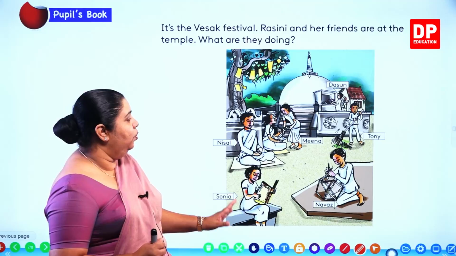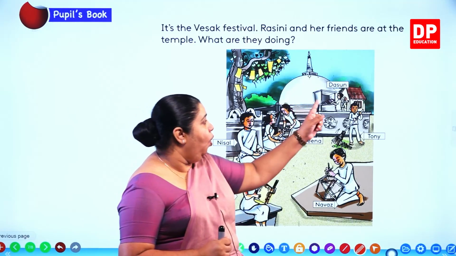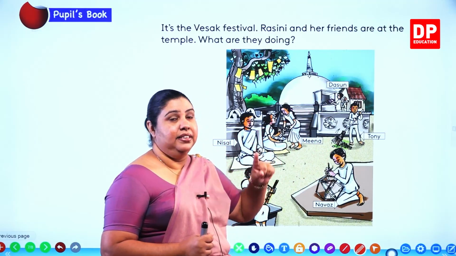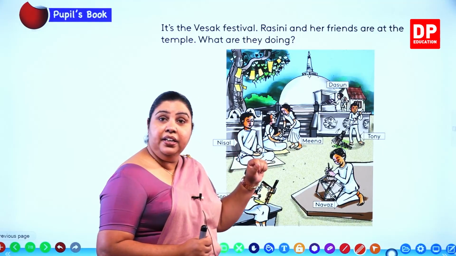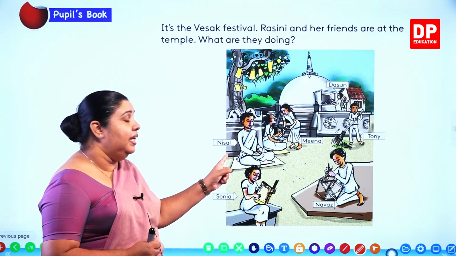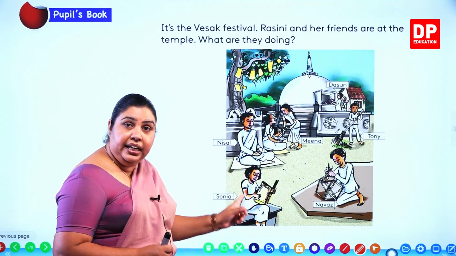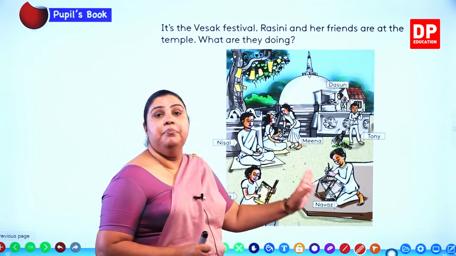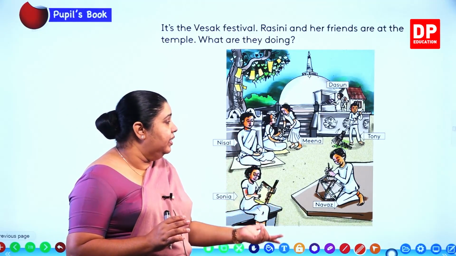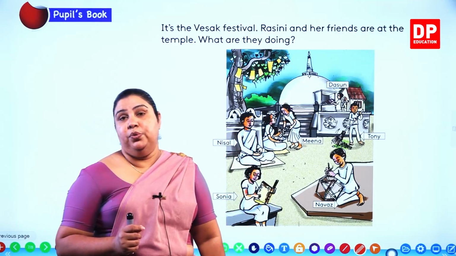Okay, so now we know what they are doing. So what are the verbs that we have here? We have offering, that is the verb. Cleaning, that is the verb here. Then giving, or again offering, that is the verb here. Then Nisal, observing is the verb. Sonia, reading. Nawaz, making. Okay, so we learned the words offering, observing, cleaning, making, reading, and maybe you can say giving.